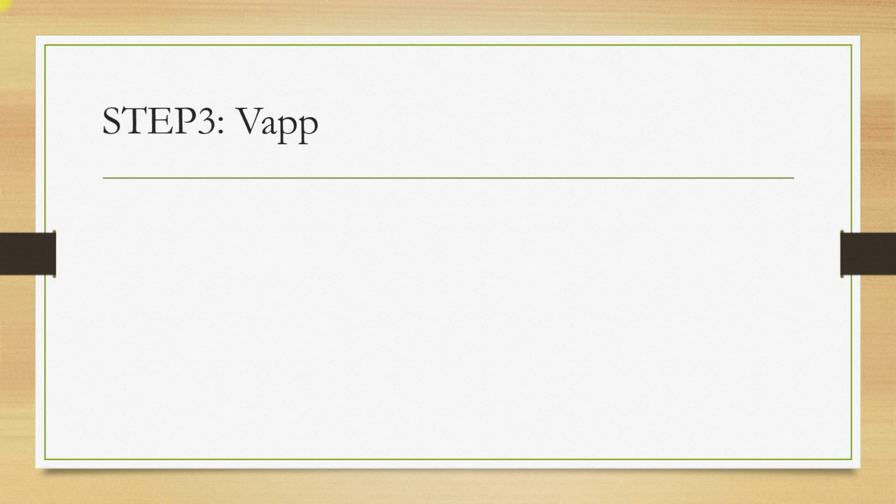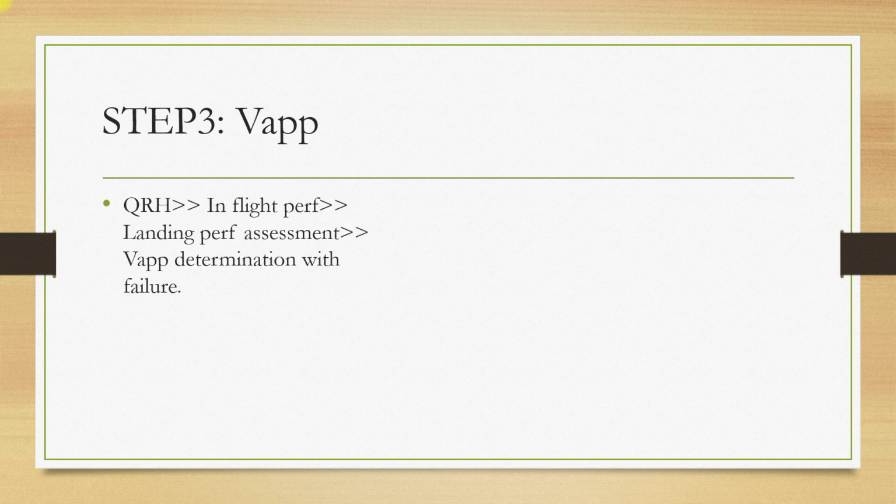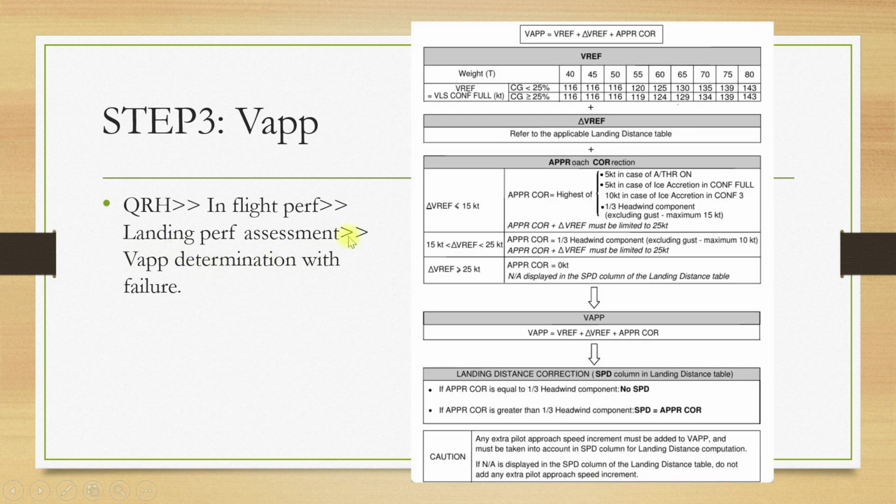Third step is V approach determination, for which we'll go to in-flight performance, landing performance assessment, V approach determination with failure. If you go as per this, you'll end up in this table.